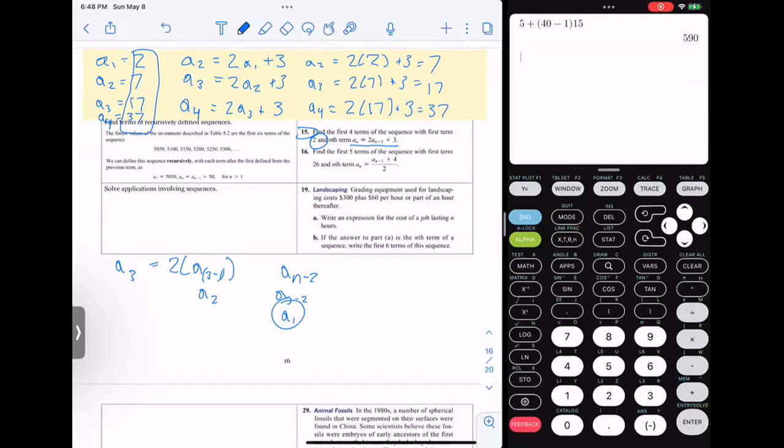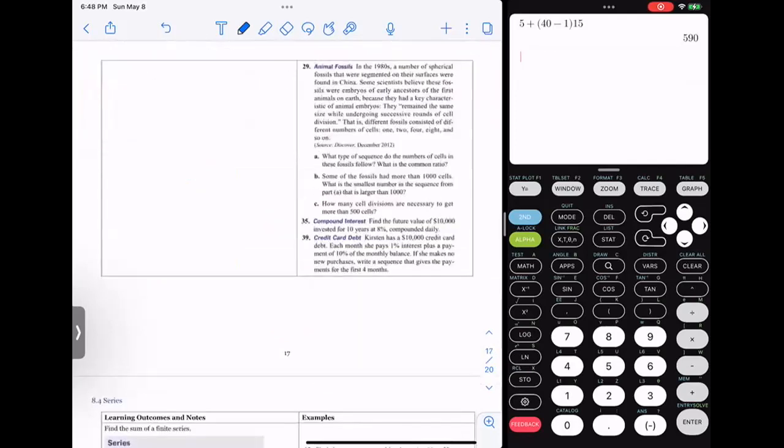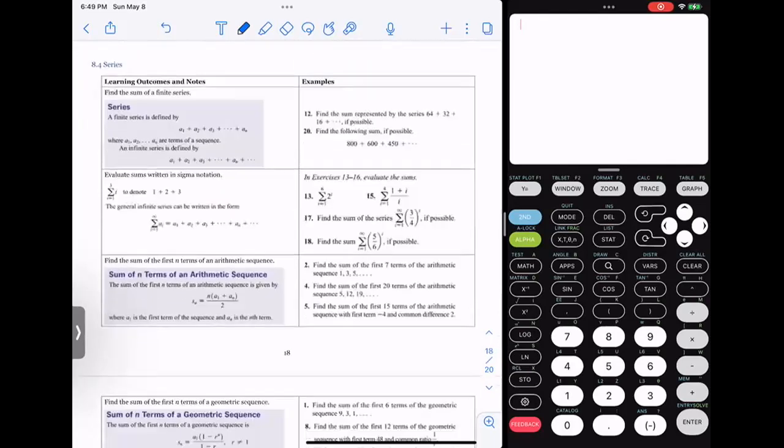All right, let's go to page 17. Any questions on page 17 or the rest of 8.3? All right, there's nothing on page 17. What about 8.4? So page 18. Any questions? Finite series.